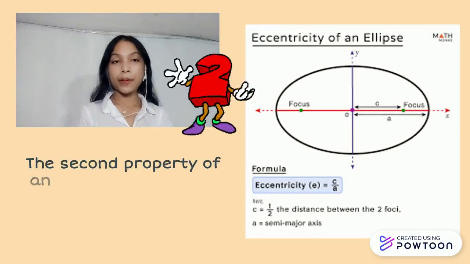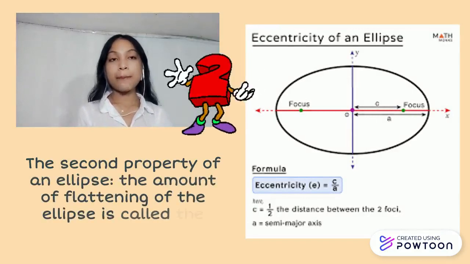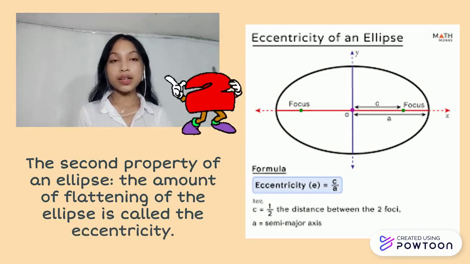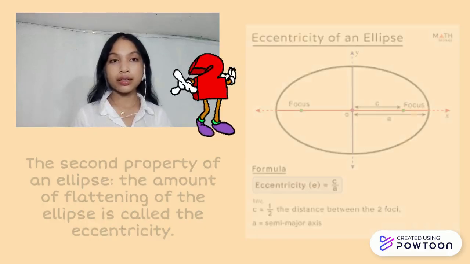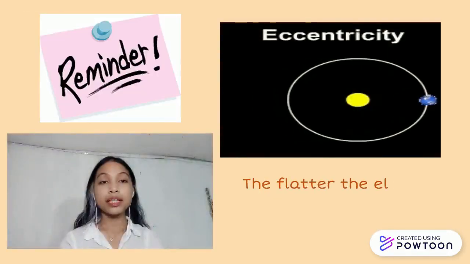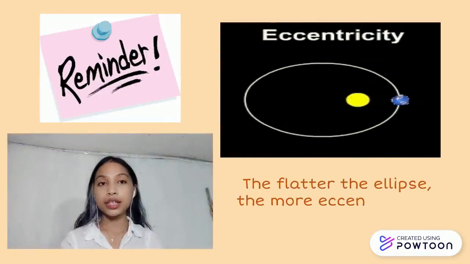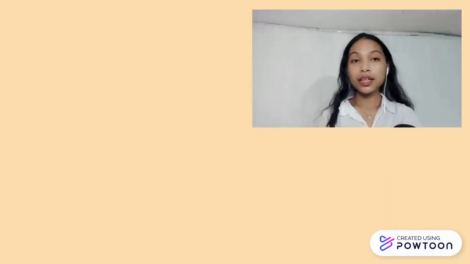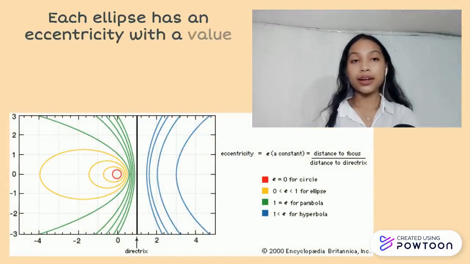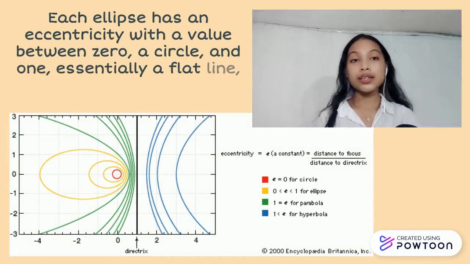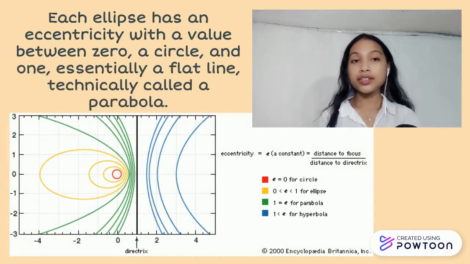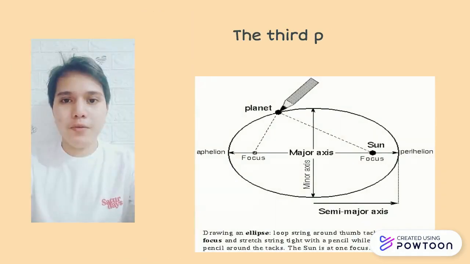The second property of an ellipse: the amount of flattening of the ellipse is called the eccentricity. The flatter the ellipse, the more eccentric it is. Each ellipse has an eccentricity value between 0, a circle, and 1, essentially a flat line, technically called a parabola.